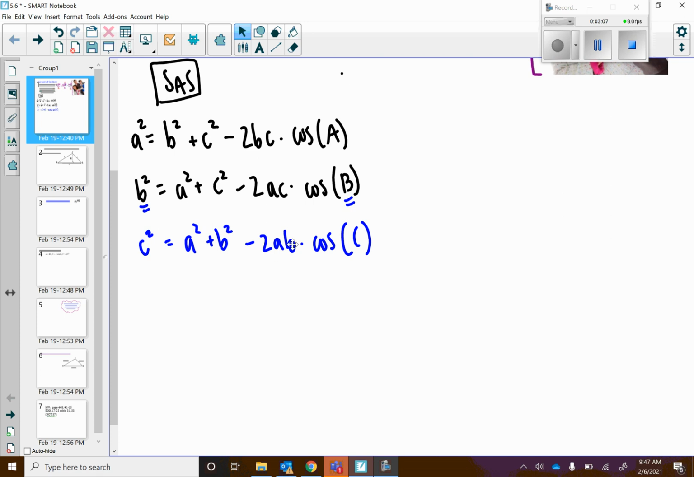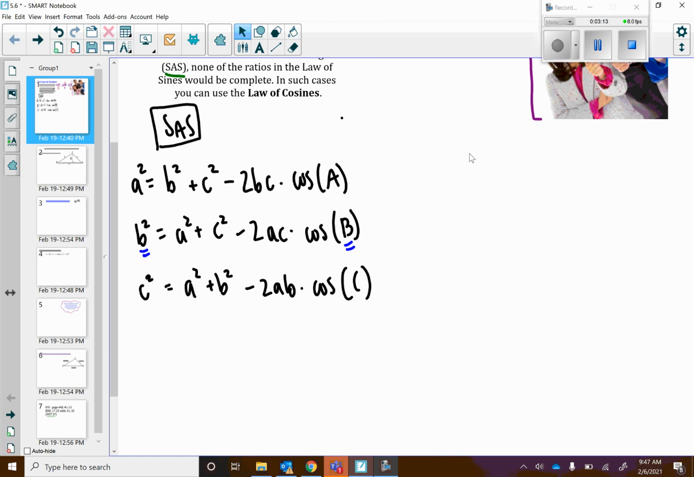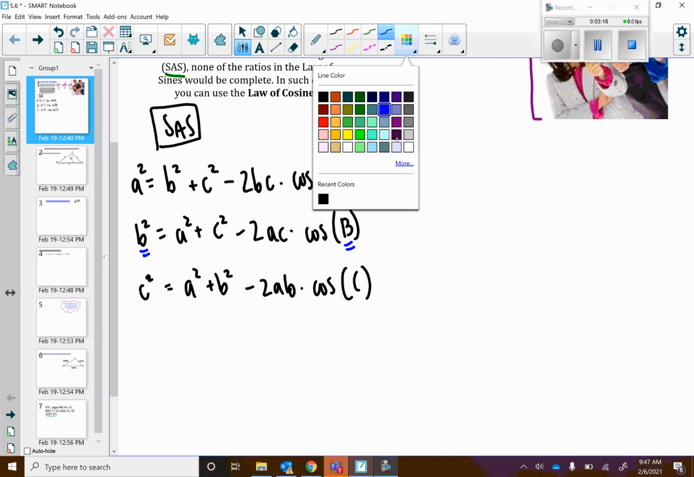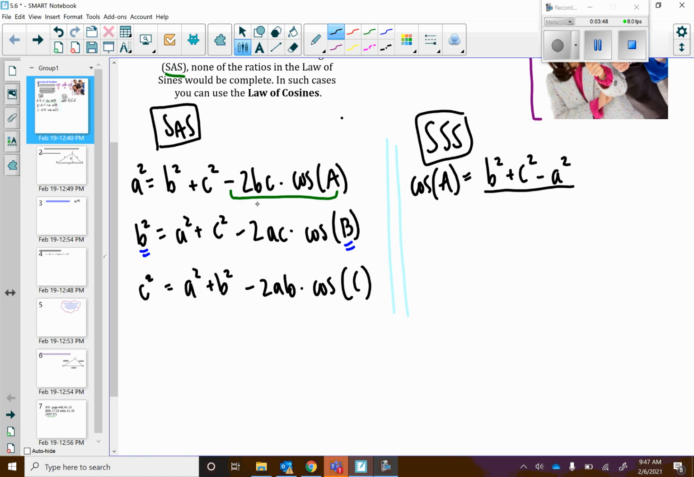These formulas can also be rearranged so that if we are given, so this was the side angle side option, well, what if we are just given the three sides? So what if we are given side, side, side? Basically, we rearrange this for cosine of A, cosine of B, cosine of C. So cosine of A is equal to, well, think about it. If I were to rearrange this, I'd move this piece to the other side and then subtract the A squared. So B squared plus C squared minus A squared, and then divide it by the 2BC.